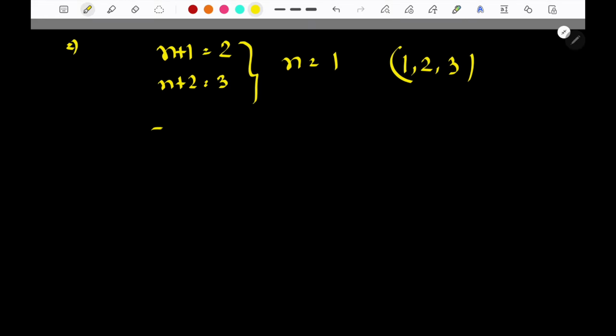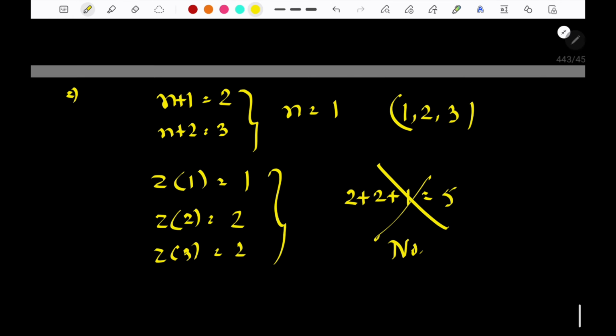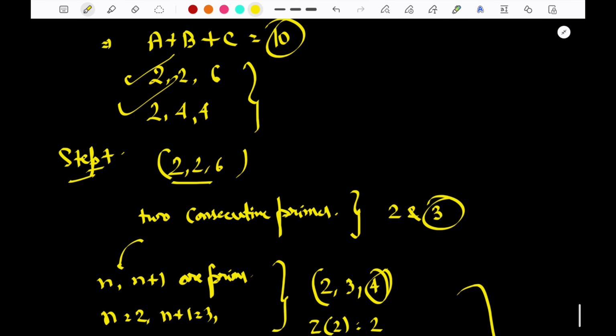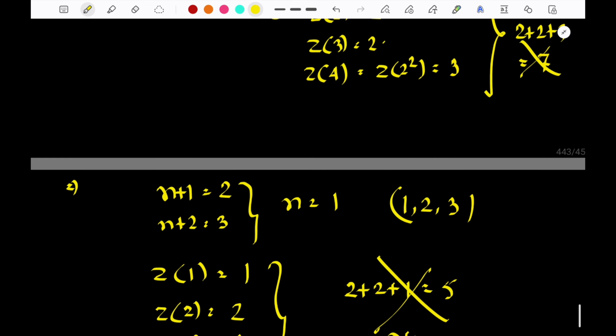Let's say you take n, n plus 1, n plus 2. So basically n is equal to 1. So the triplet will be 1, 2, 3. But let's see, tau of 1 is 1, tau of 2 is 2, tau of 3 is 2. Now a plus b plus c, so 1 plus 2 plus 2 is 5, not 10. False. Again, no case. It means the set of tau values cannot be 2, 2 and 6. This is not possible.